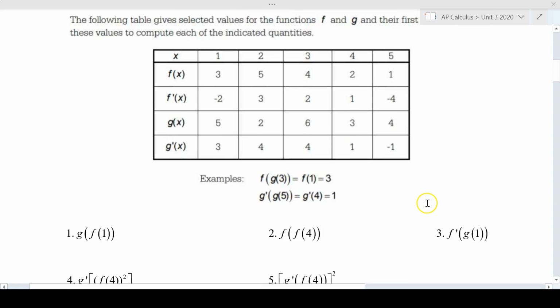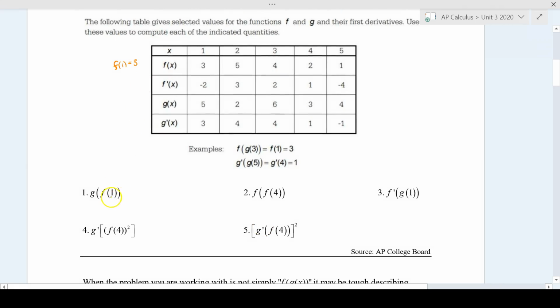Here's a table, and across the top are the x values, and each row represents the function values at those x values. So for example, f of 1 equals 3. This is how you're supposed to interpret this table, and there are a couple of examples there too.